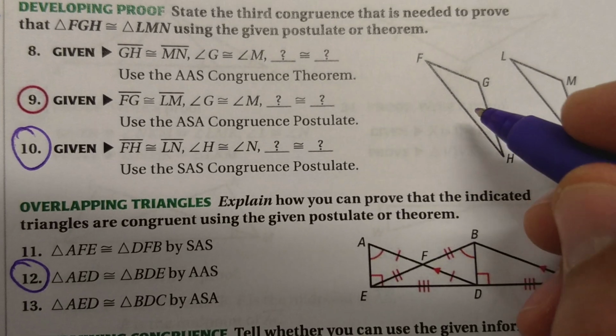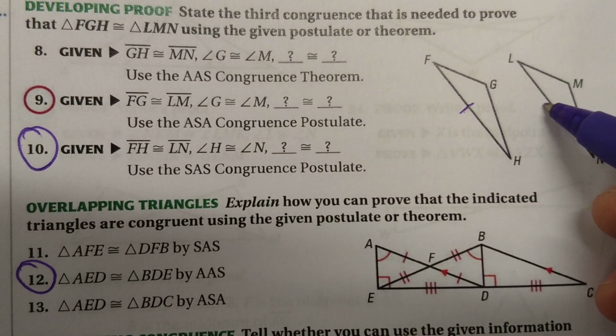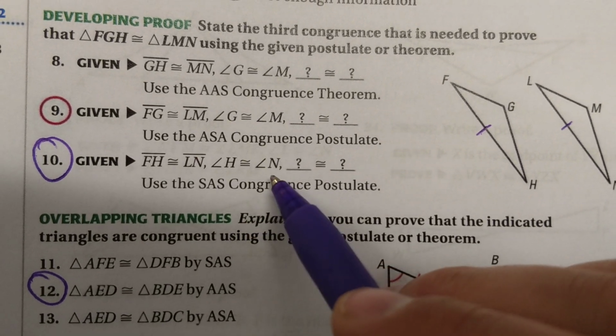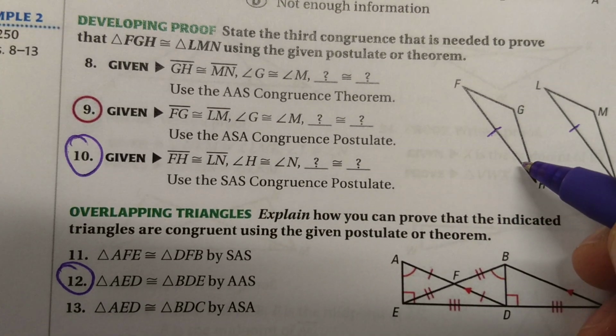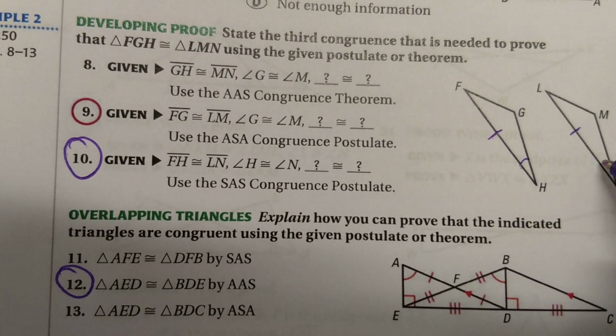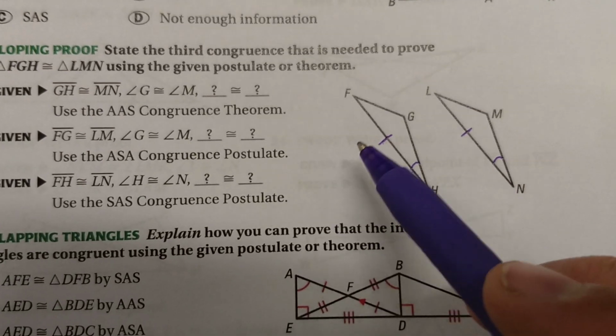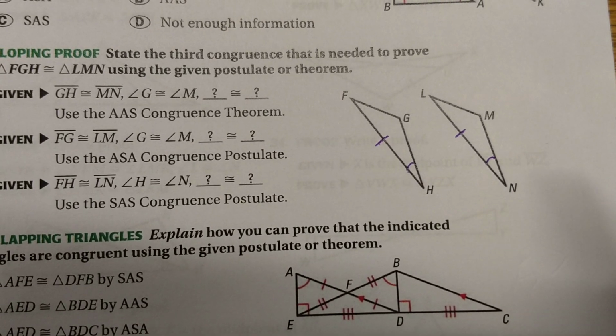Here's FH. It is congruent to LN, so we'll mark those with tick marks. And then we know that angle H and angle N are congruent, so same thing, we'll put a little arc in there to show that those are congruent. Now, based on that given information, we've got one side and one angle.